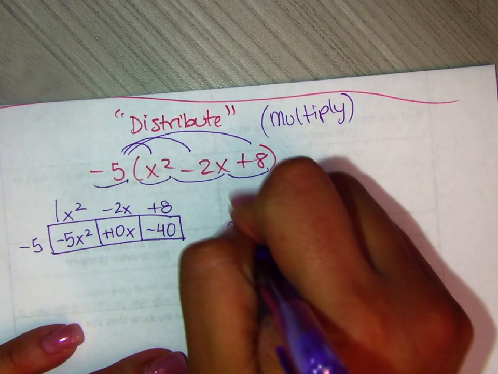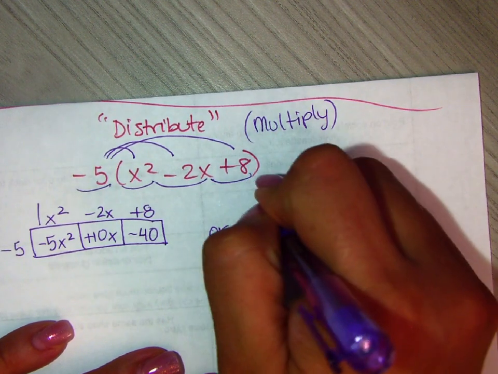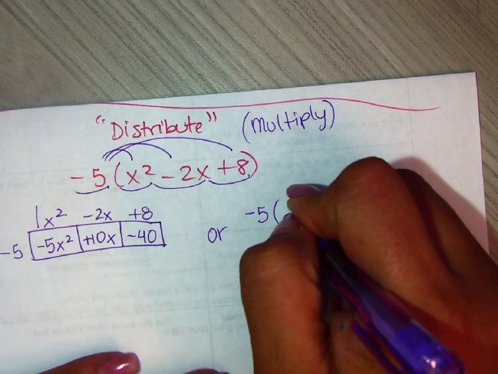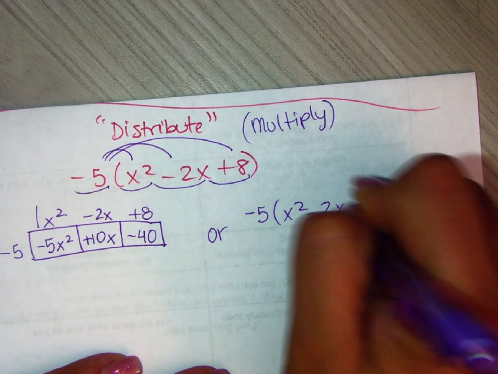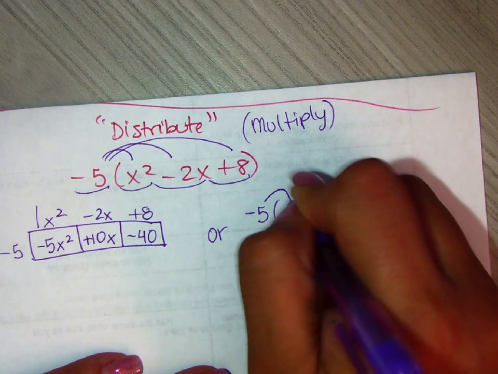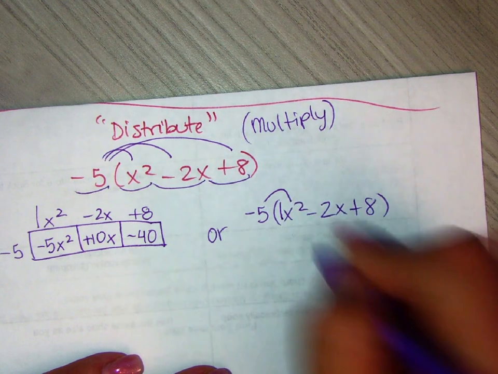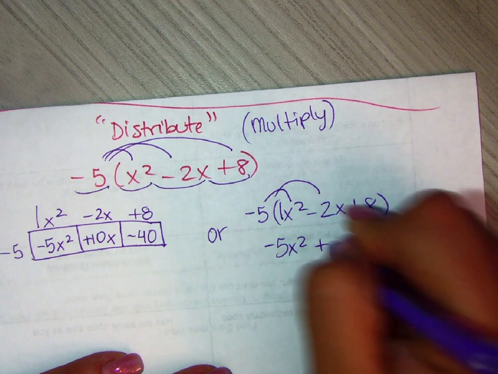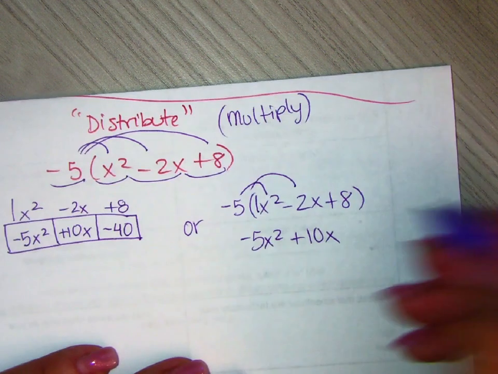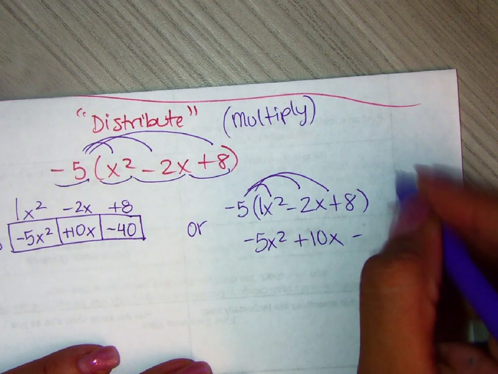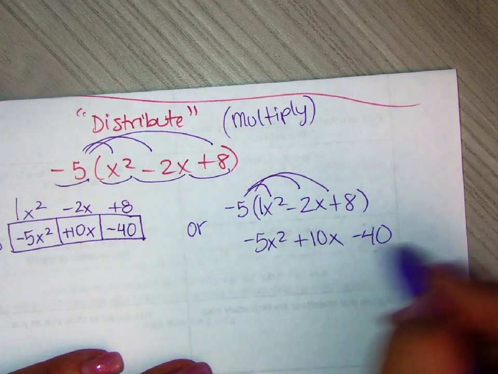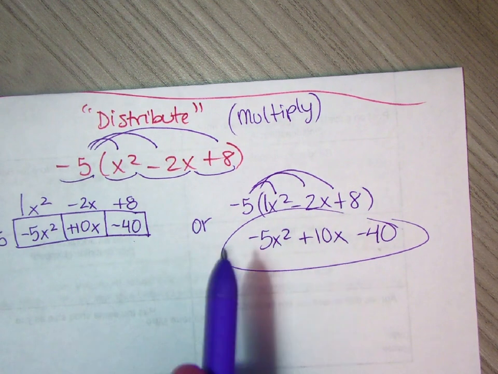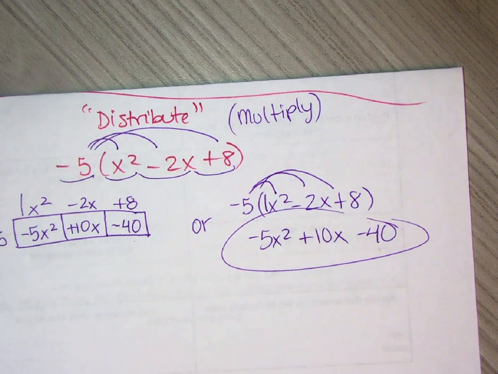If you don't like drawing the box and all that, you could just do the algebraic way, which is negative 5 times x squared minus 2x plus 8. Negative 5 times x squared, it's a 1, so negative 5x squared. Negative times negative is positive, and that's 10x. And then negative times positive is negative 40. So we get the same answer that is in here. That's how you distribute. Hope the video helps you.